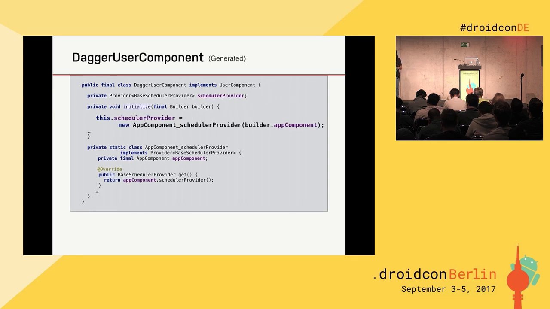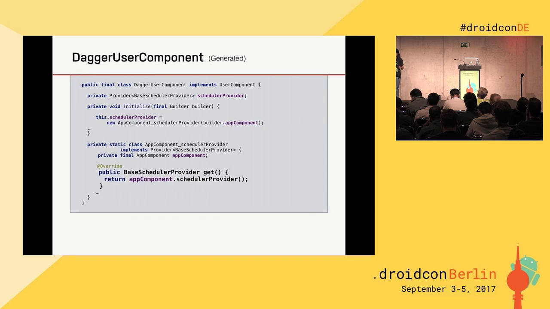This scheduler provider, if you see, we need to get the scheduler, and Dagger is creating the scheduler provider, and it needs the app component instance. So whenever any dependency inside the user component needs the scheduler, it is going to get that scheduler provider from the app component instance. So that is why it needs to store that app component. If you remember, this user component is a dependent component on app component. So that is why it needs app component while instantiating itself.